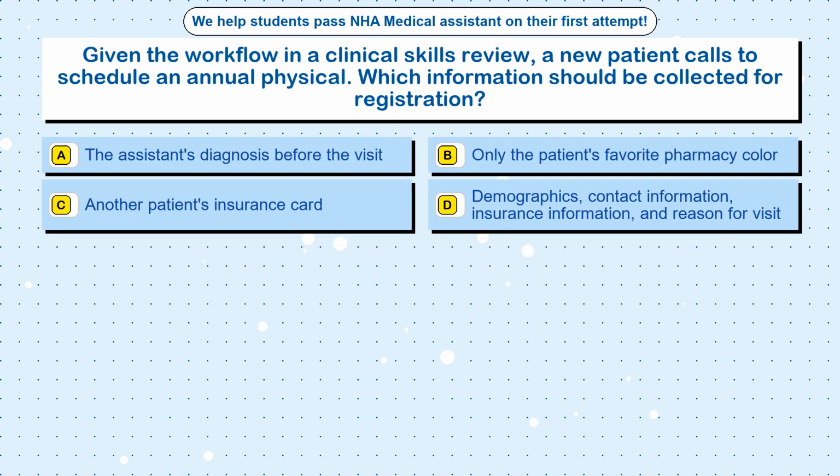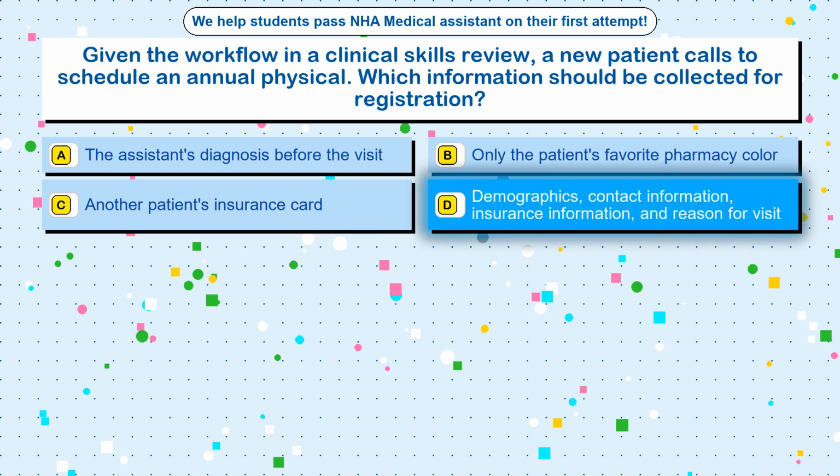Question 5. Given the workflow in a clinical skills review, a new patient calls to schedule an annual physical. Which information should be collected for registration? Option A, the assistant's diagnosis before the visit. Option B, only the patient's favorite pharmacy color. Option C, another patient's insurance card. Option D, demographics, contact information, insurance information, and reason for visit.